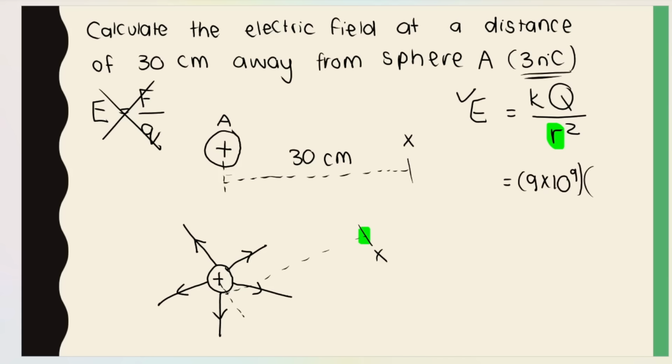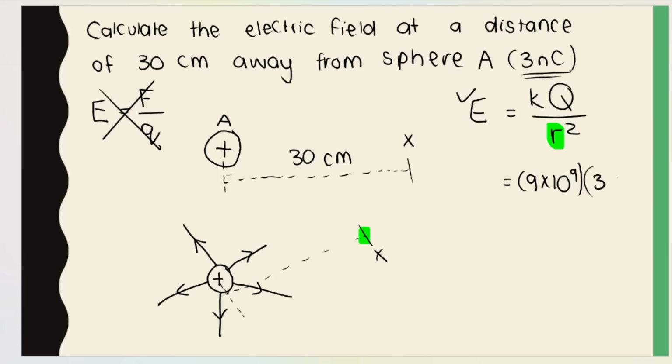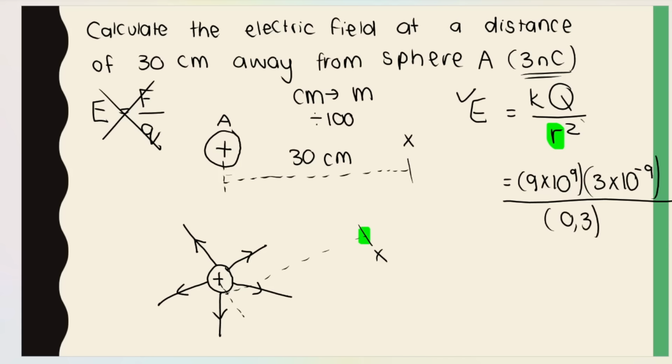Q, they say, is 3 nanocoulombs. Remember, I just showed you the conversions. Nano, to convert, is times 10 to the negative 9. So 3 times 10 to the negative 9. And the distance, they want it at 30 centimeters away. Now remember, r must be in meters. How do you convert centimeters to meters? I hope you know that you divide it by 100. So it will be 0,3. And the formula says square, so please don't forget to square it. Very big teacher tip. Please, please, please don't forget. A lot of my students forget to square it, unfortunately.